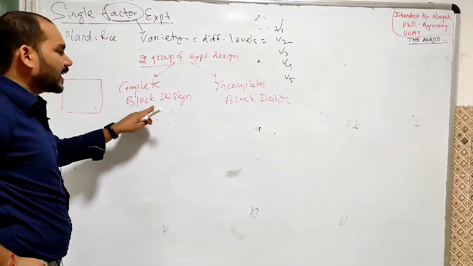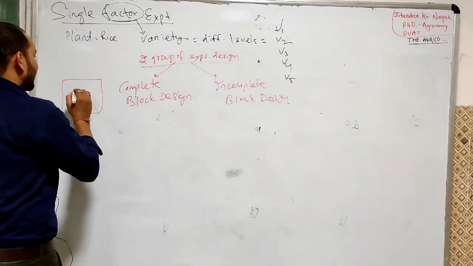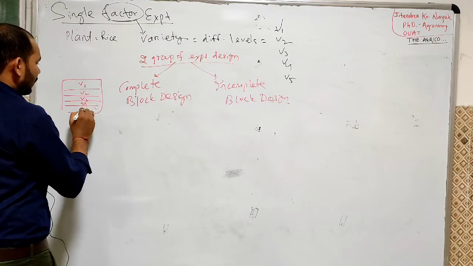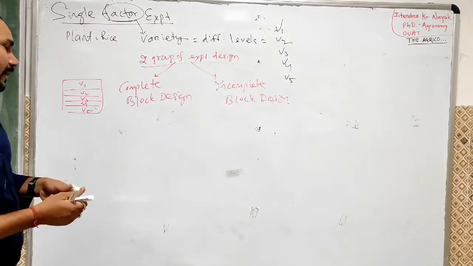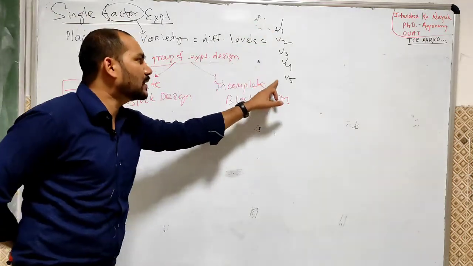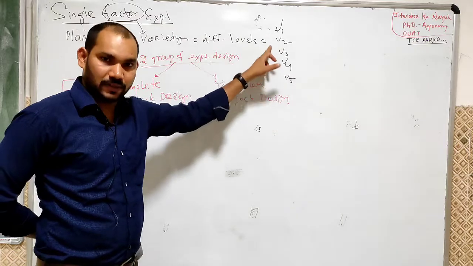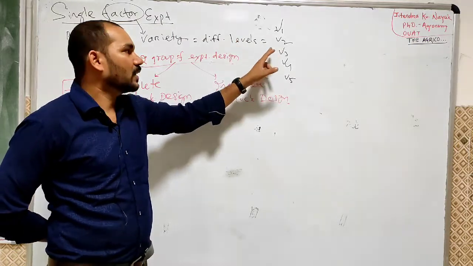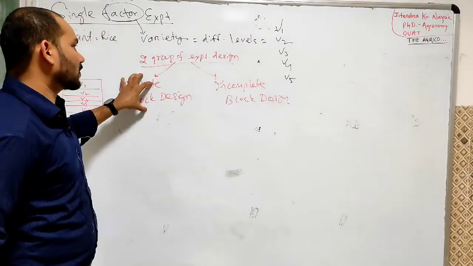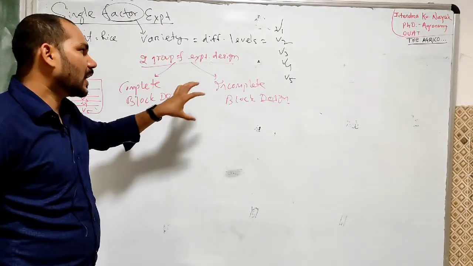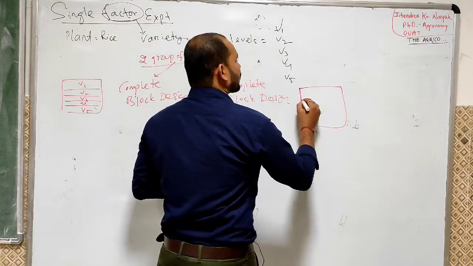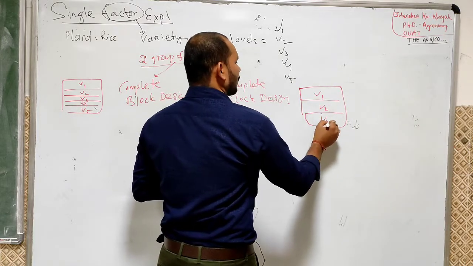Here, complete block design means whatever treatments are there, if this is B1, this is B2, this is B3, this is B4, this is B5. So what complete block design means is, if the block contains all the treatments, these labels, these are the treatments. So complete means the block contains all of the treatments, then it is called a complete block design.